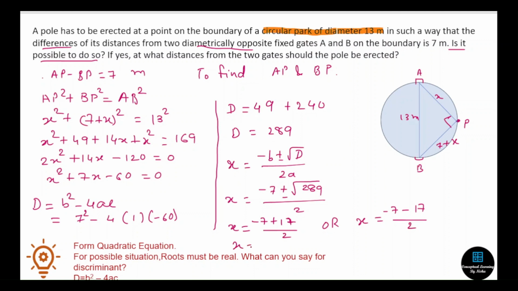Now we'll get 17 minus 7 is 10 upon 2, which is 5. Here we'll get a negative value. So how much do we get? Minus 12. This is not possible, because we are talking about the length of the side of a triangle. So the negative we have to discard. So only one answer is there, x equals 5. So we have to put this pole 5 meter away from one gate and 12 meter away from the second gate. I hope you understood this one.